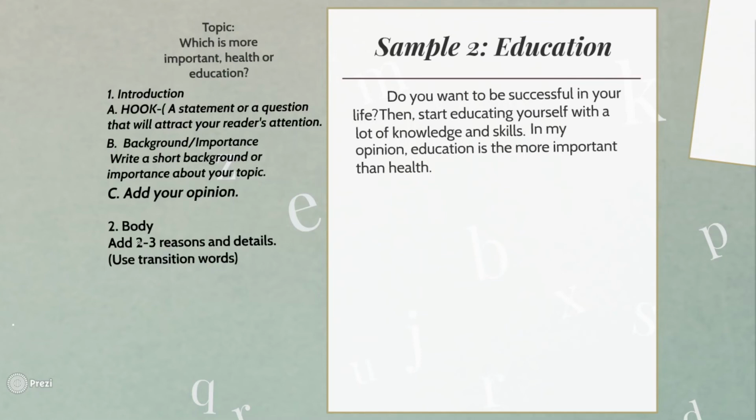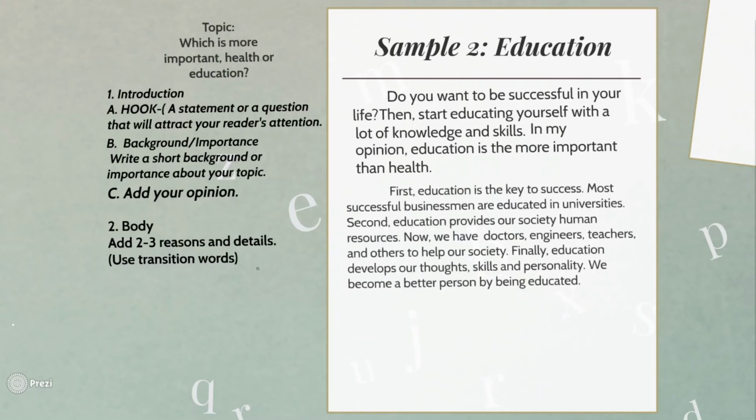So you're going to add 2 to 3 reasons and details. Use transition words. So first, education is the key to success. Most successful businessmen are educated in universities. So that's the first reason and detail. Second, don't forget the transition words. Education provides our society human resources. Now we have doctors, engineers, teachers, and others to help our society. So again, that's the second reason and explanation of this reason, or what we call details.